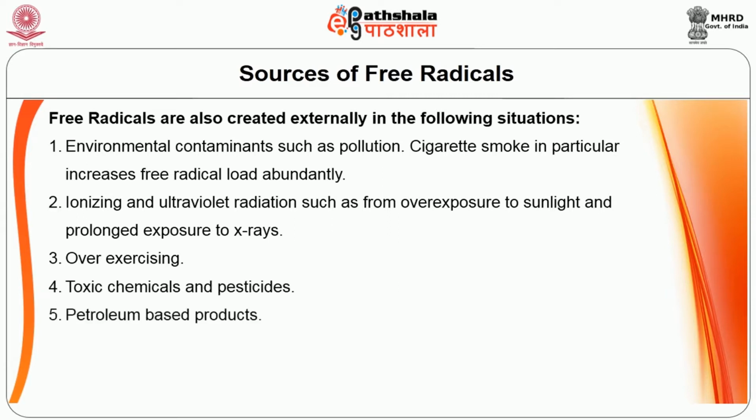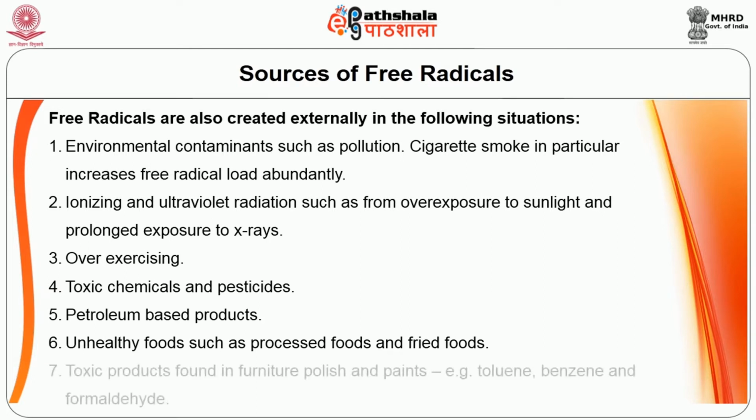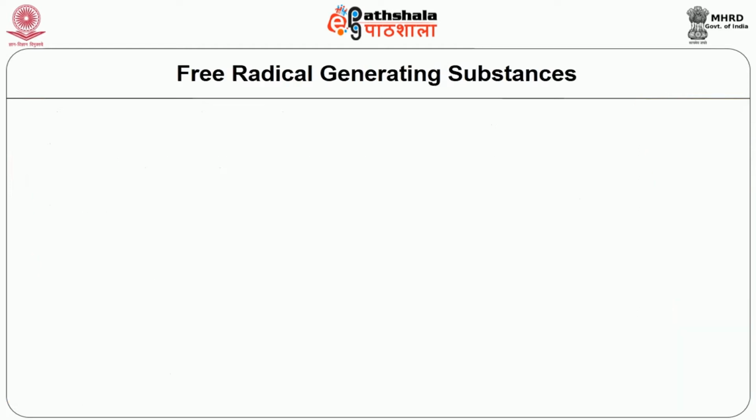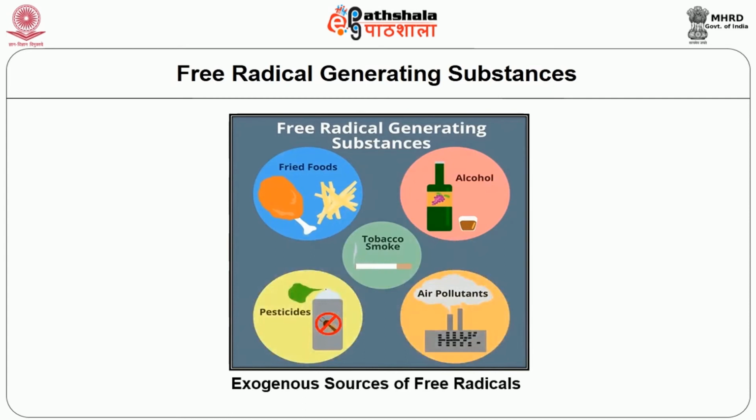Fifth one, petroleum-based products. Sixth one, unhealthy foods such as processed foods and fried foods. The seventh one is toxic products found in furniture polish and paints, for example toluene, benzene and formaldehyde. So these are all the free radical generating substances like fried foods, alcohol, tobacco smoke, pesticides and air pollutants. These are all exogenous sources.